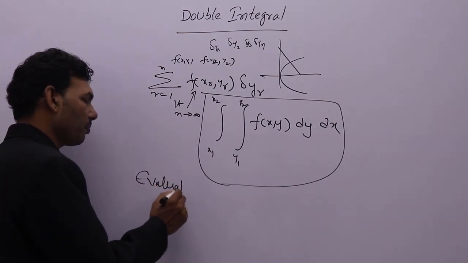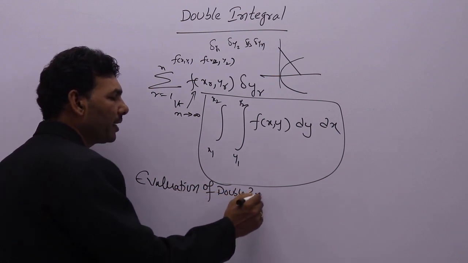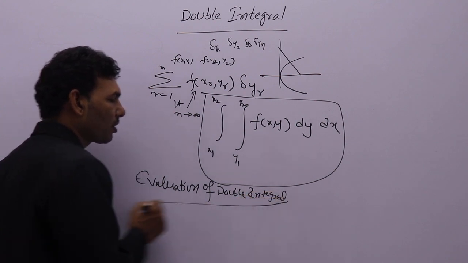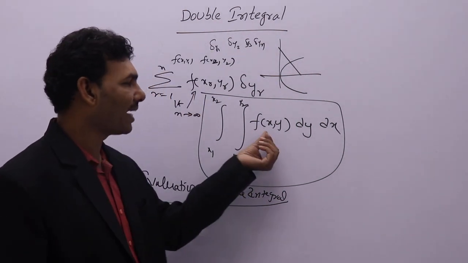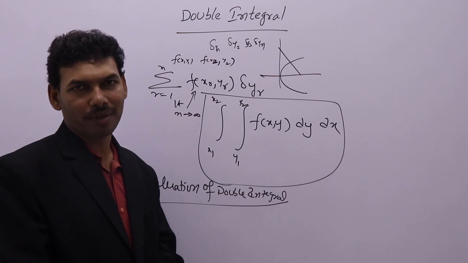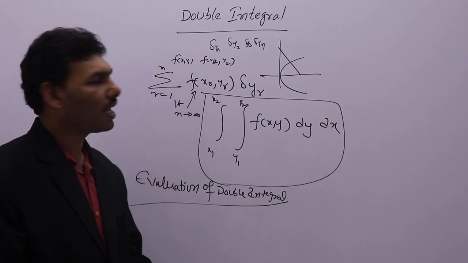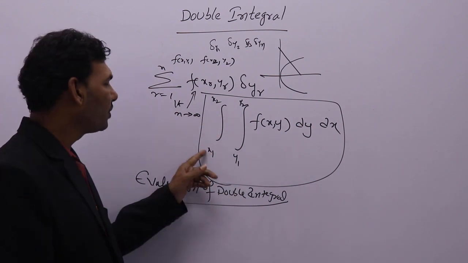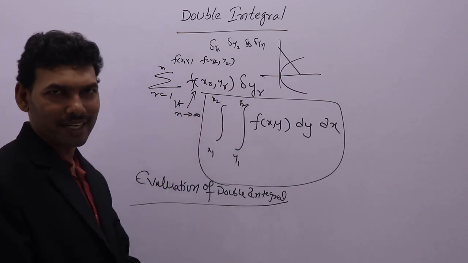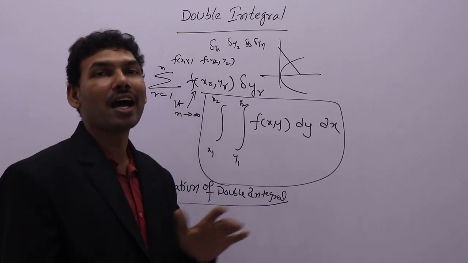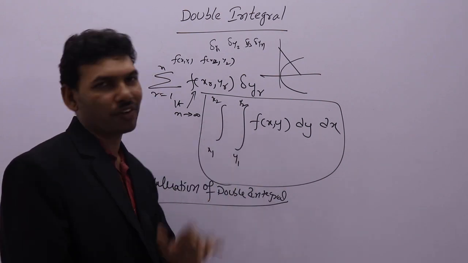Evaluation of double integral. A double integral is evaluated by repeated integration. By integrating this integrand function repeatedly two times, you can evaluate the double integral. So to evaluate this double integral, these limits play a key role. If these four limits are constants, like x is 1 to 2, y is 3 to 4, then you can integrate in any order. First with respect to y, next with respect to x, or first with respect to x, next with respect to y.